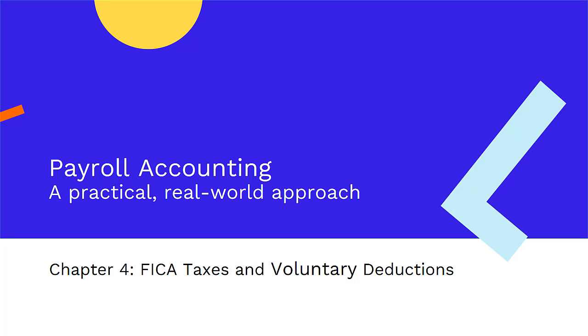In the previous chapter, we learned about income tax withholding, calculating the income tax based on the two methods: the wage bracket method and the percentage method. Today, we learn FICA taxes and voluntary deductions. Does anyone know what FICA stands for?